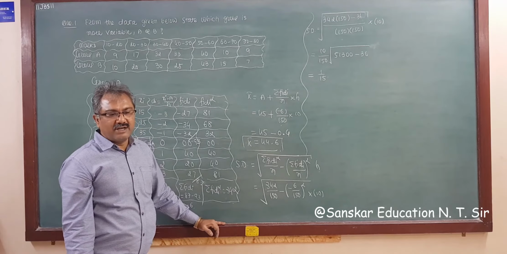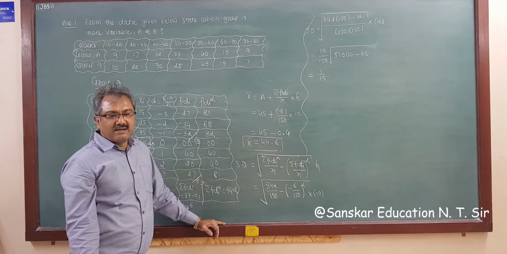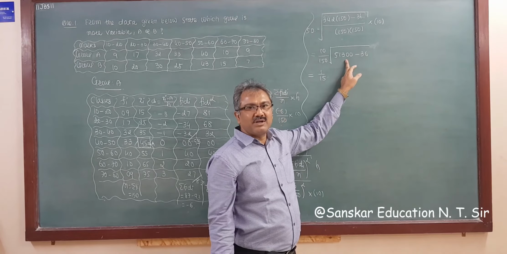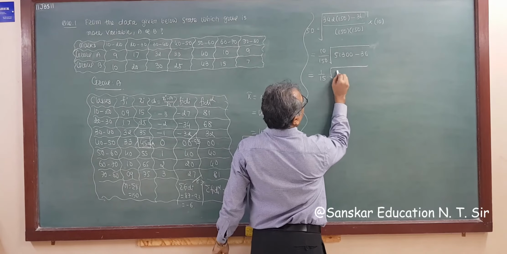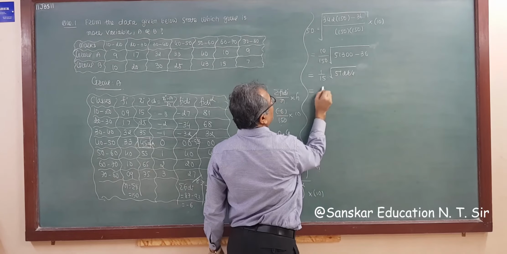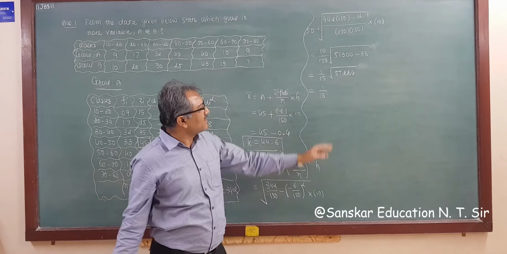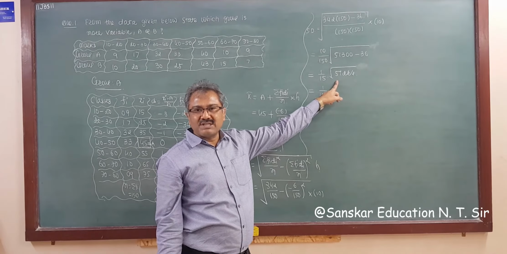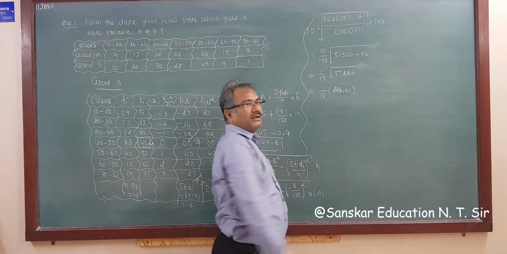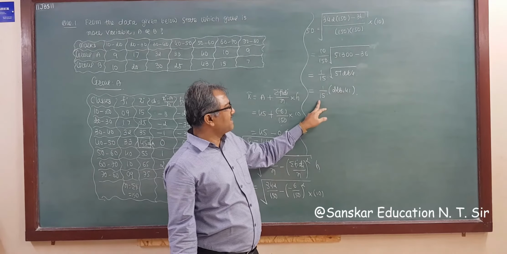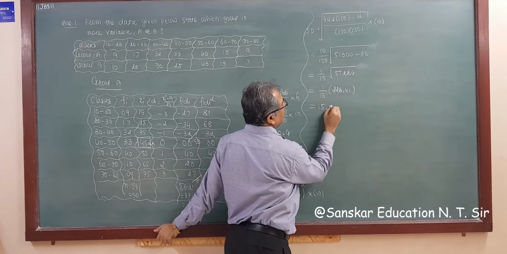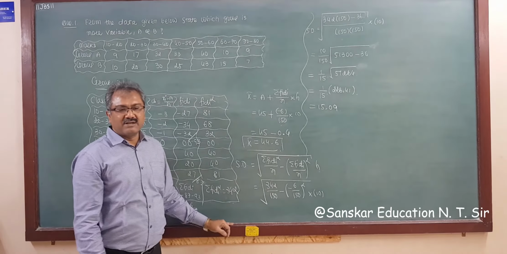Now 51300 minus 36, subtract this, that is 51264. Then take the square root of 51264, and you have to calculate that. The square root of 51264 is 226.41. If we divide this by 15, that is 15 point something, 15.09 is your answer for the standard deviation.